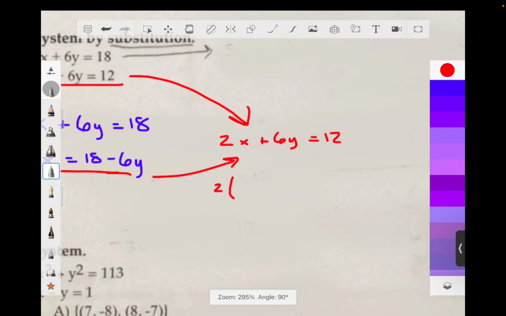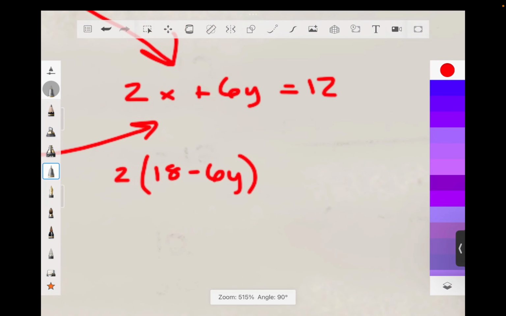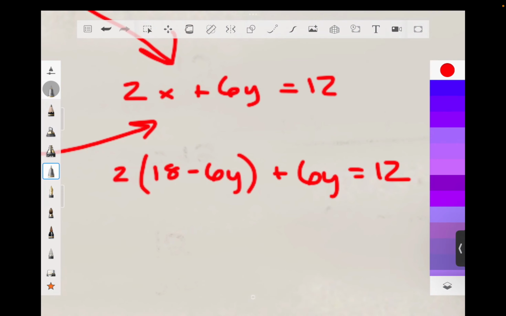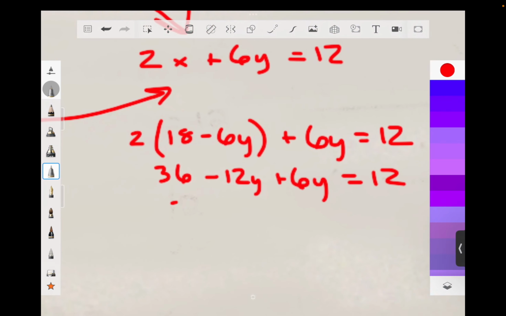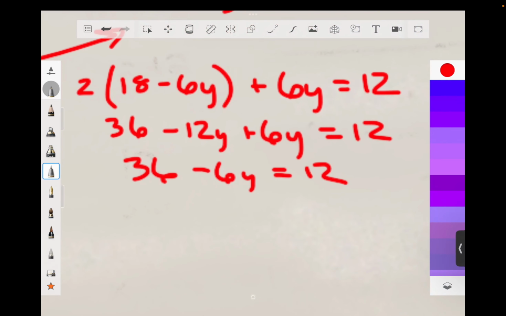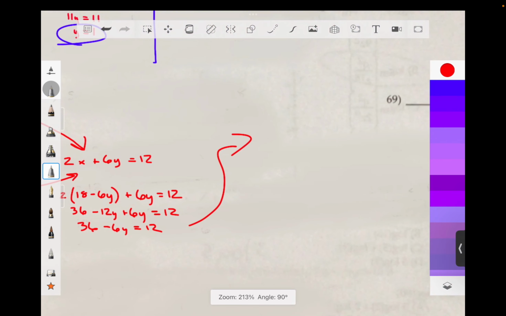So it would be 2 times 18 minus 6y, plus 6y. This is going to be 36 minus 12y plus 6y equals 12. This is 36 minus 6y equals 12. Solving for y, you get, move over here, 12 minus 36 is negative 24.